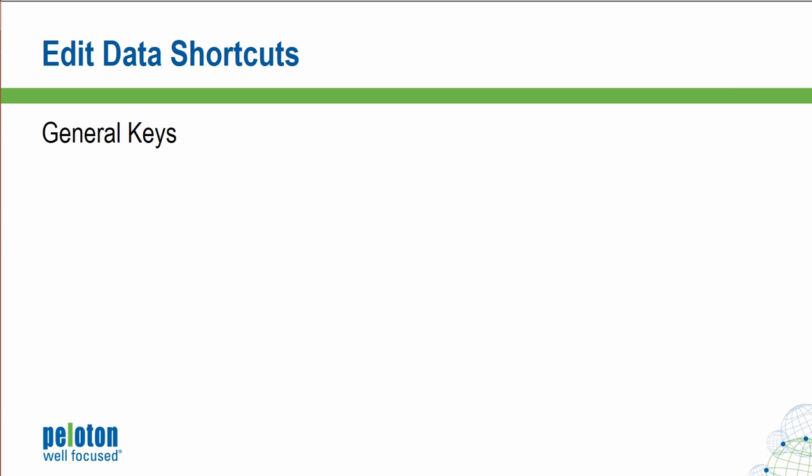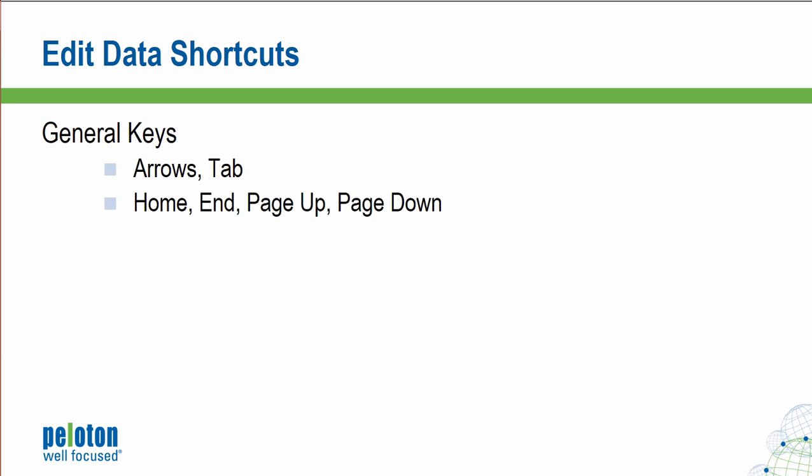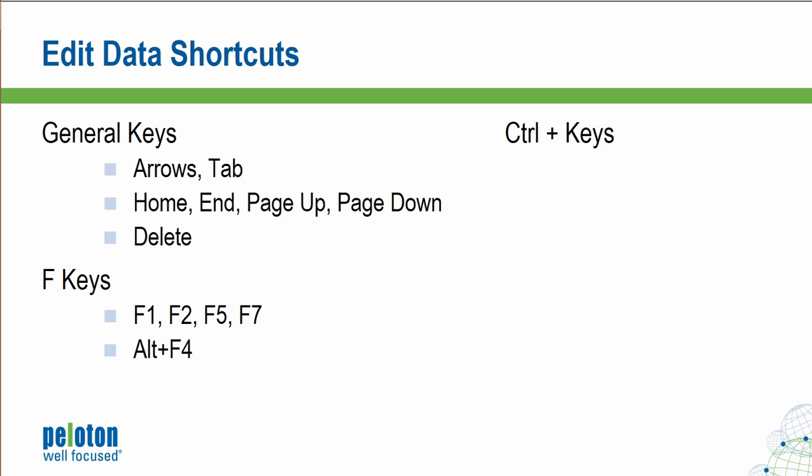In the application in a moment, I'm going to show you the general keys, such as the arrow keys and tab, the home, end, page up, page down buttons, and also delete. We'll talk about a series of F keys, Alt F4, which is a combination of the Alt and F4 key. Then we're going to look at control keys relating to dates. So without further ado, let's take a look in the application.